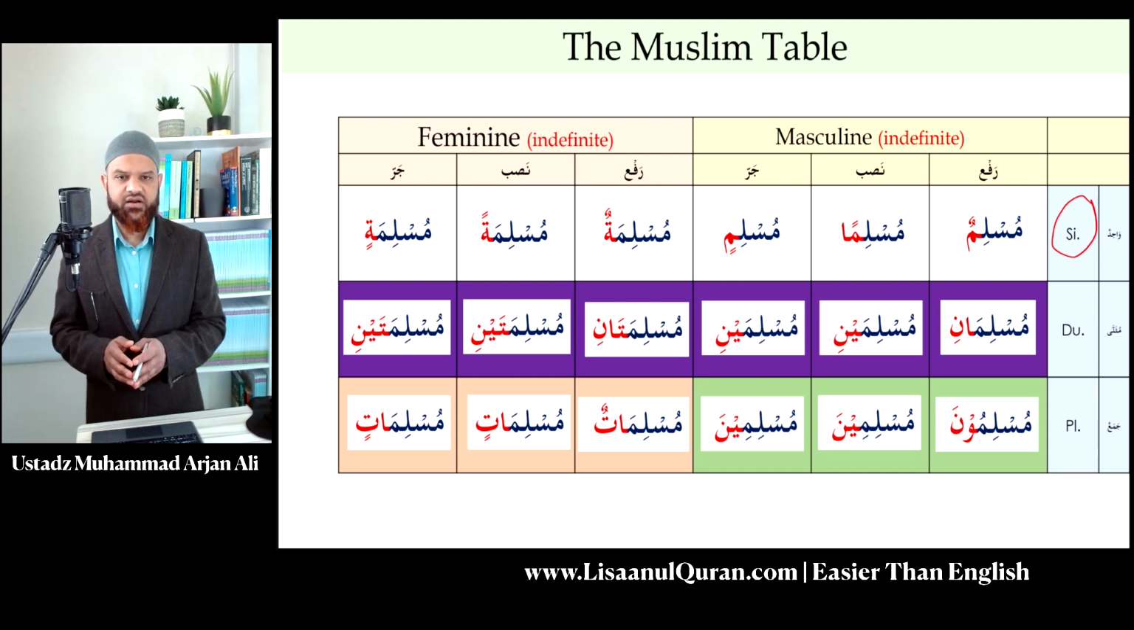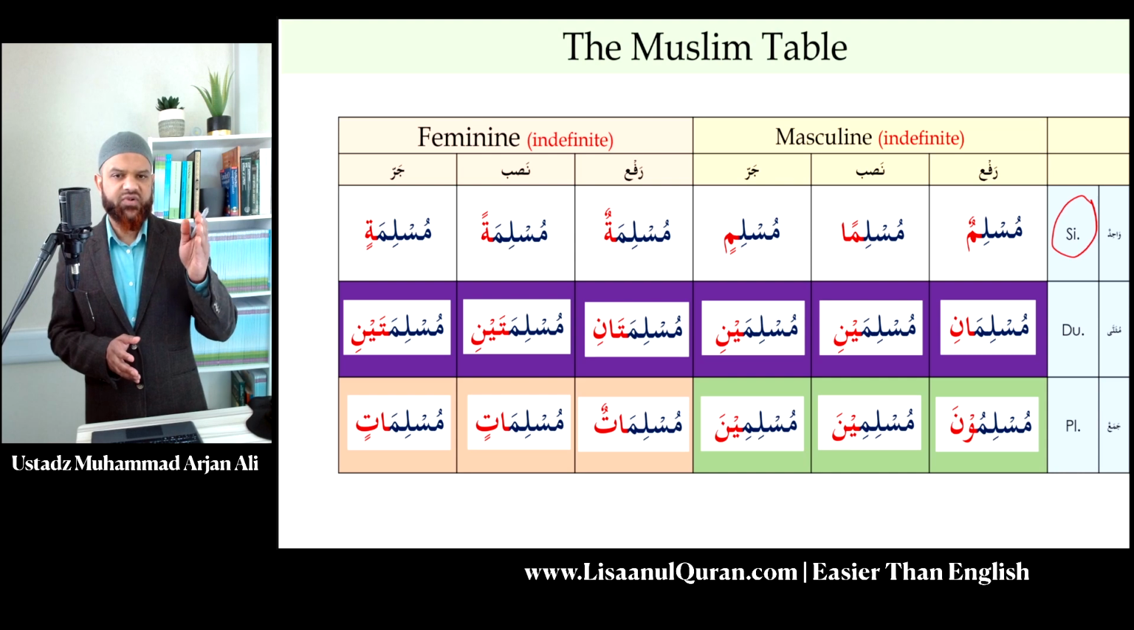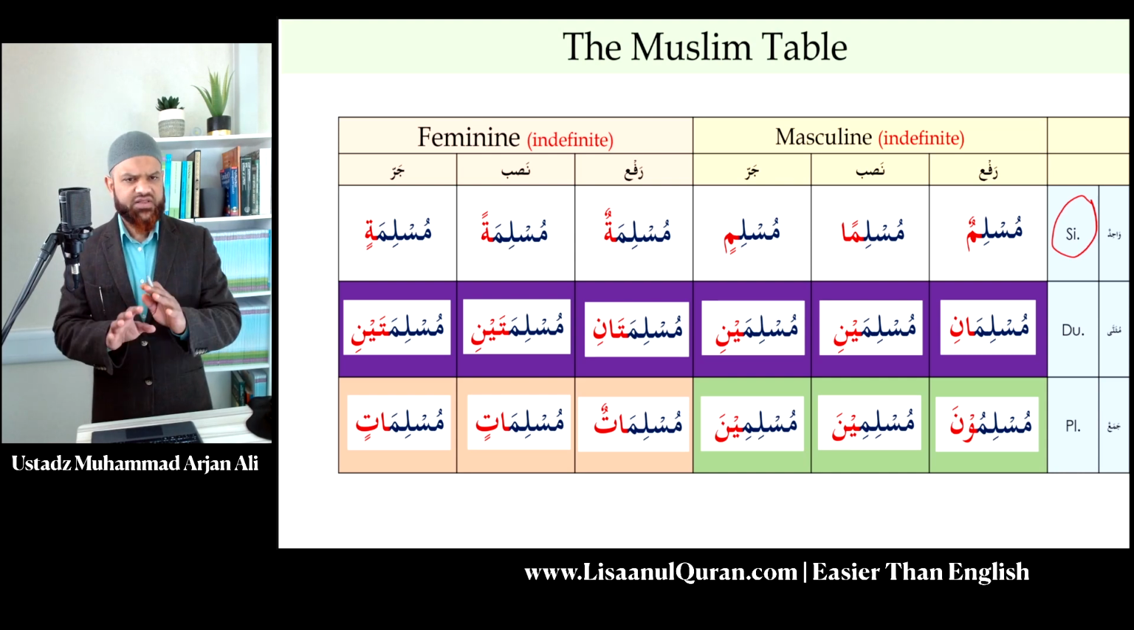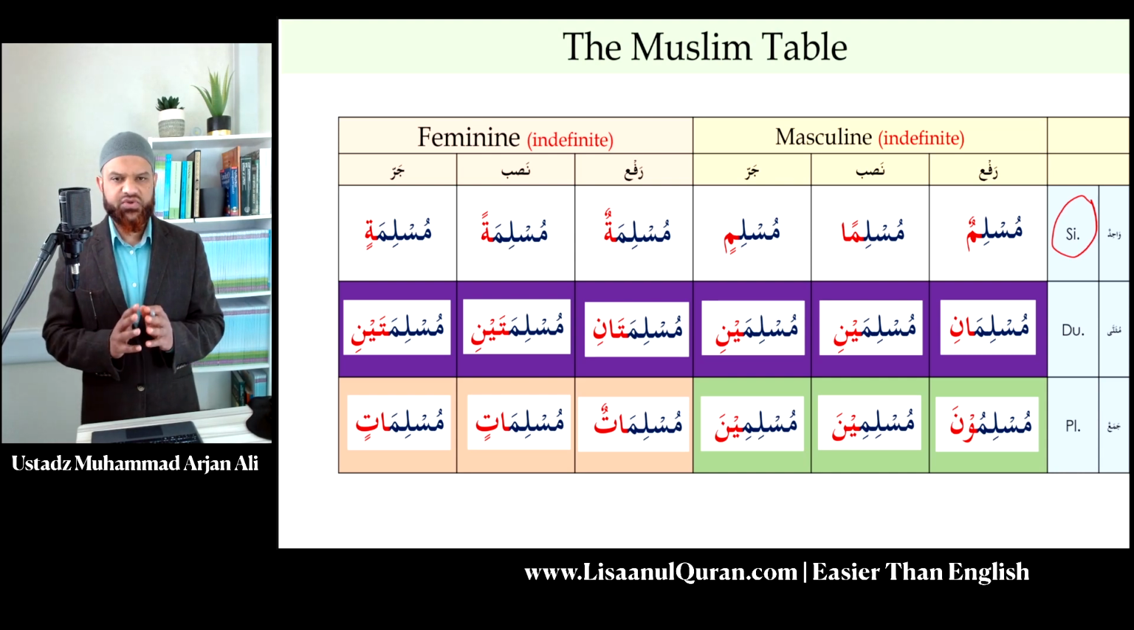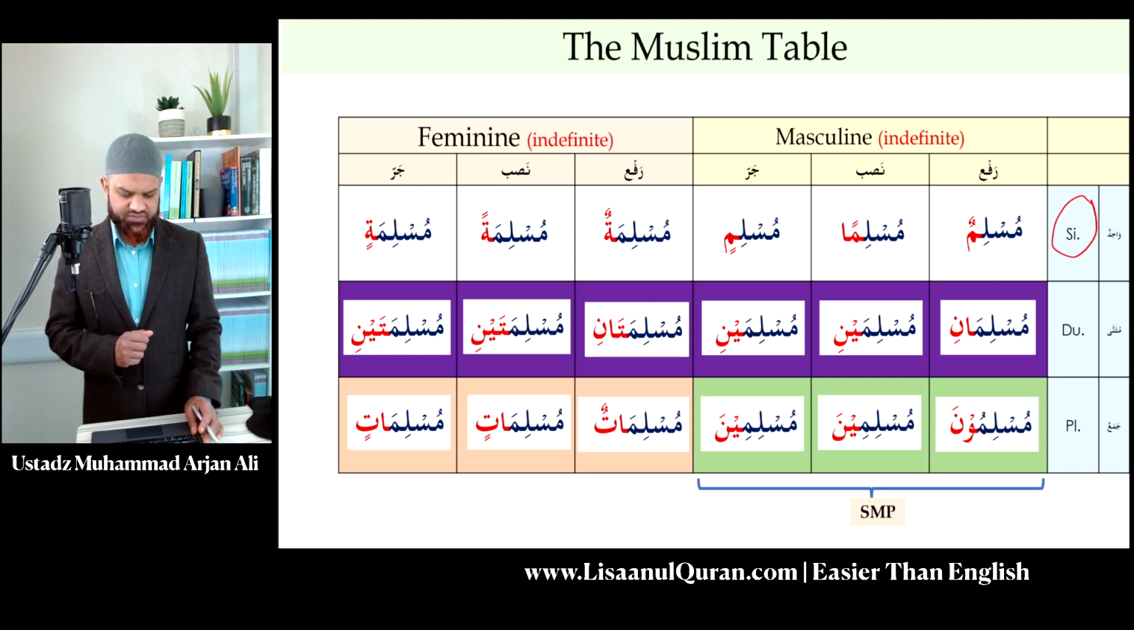Now from this table, I hope you can easily identify: does the first row of singulars conform to the pattern that we've learned for i'rab? Rafa, nasab, an, and in for jar. But the rest of the table does not conform to this standard.